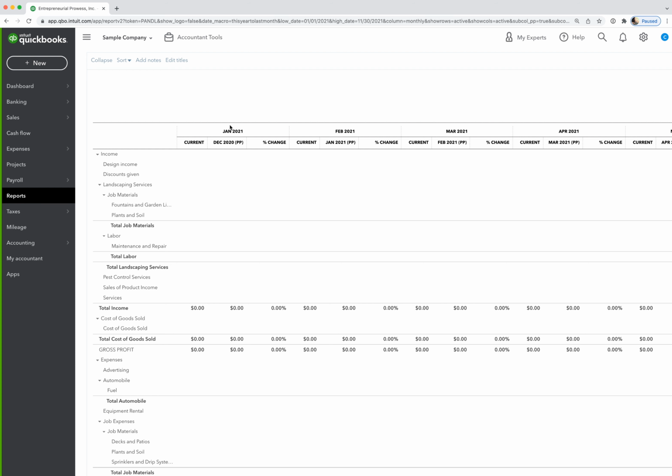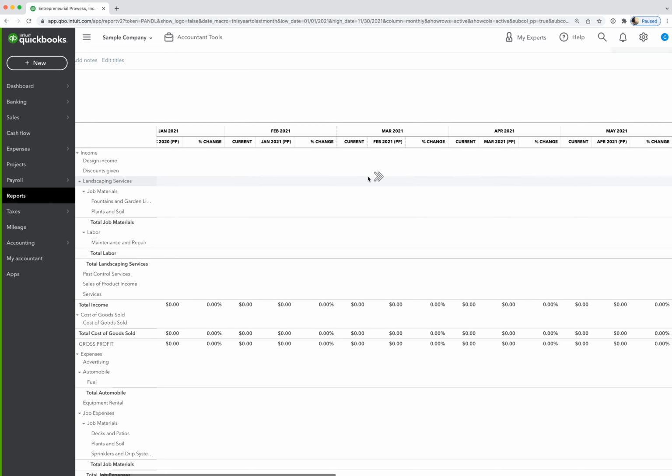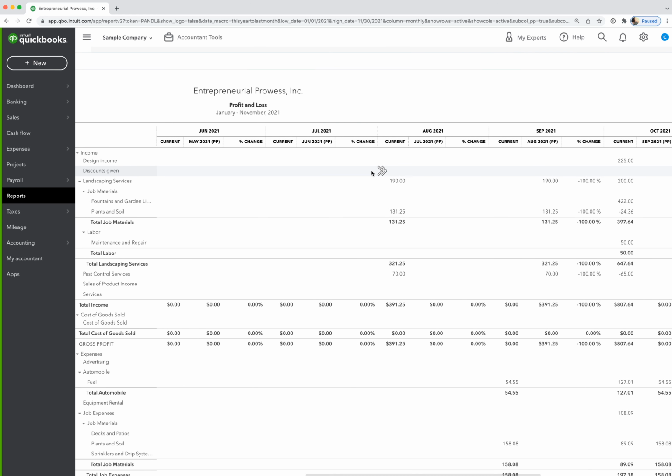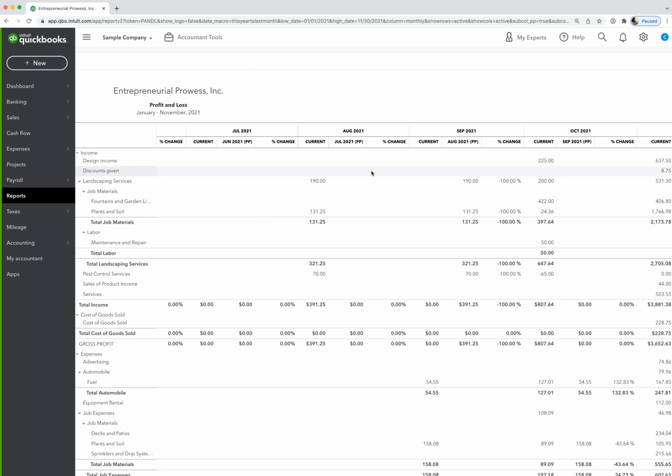So if we look at this first month, January, well, let's look at a month that has numbers in it. And this is a sample account, so it's not the best, but we have our current numbers feeding in August, and then you would have the prior period. So that would just be July, the month right before it. And if you had a full QuickBooks account, you would see numbers in July as well, and then you would see the percentage change.